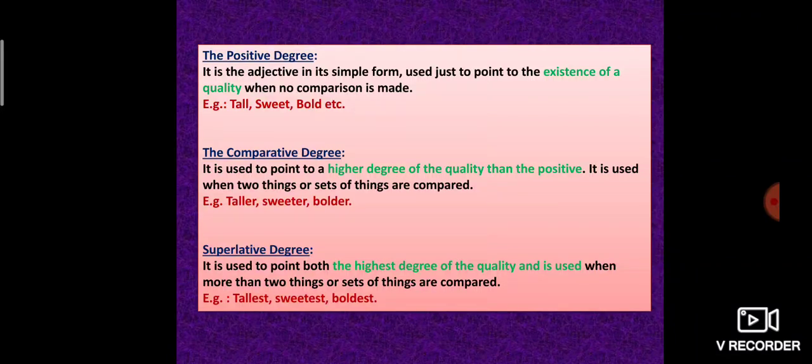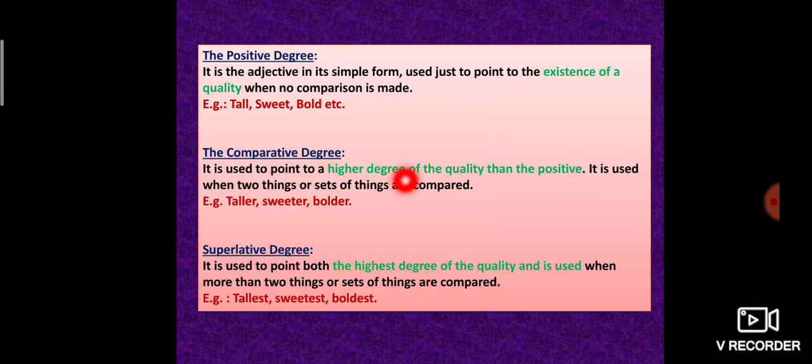Okay, my dear students. Next is comparative. It is used to point out a higher degree of quality than the positive. It is used when two things or sets of things are compared. For example, taller, sweeter, bolder. Remember, my dear students, in the positive degree there is no comparison; only one adjective is there. In the comparative degree, the comparison is between two things. Listen to my second example carefully. For example, Hari's mango is sweeter than Rama's.